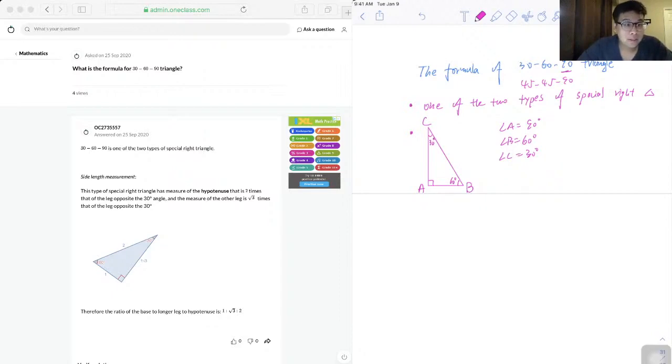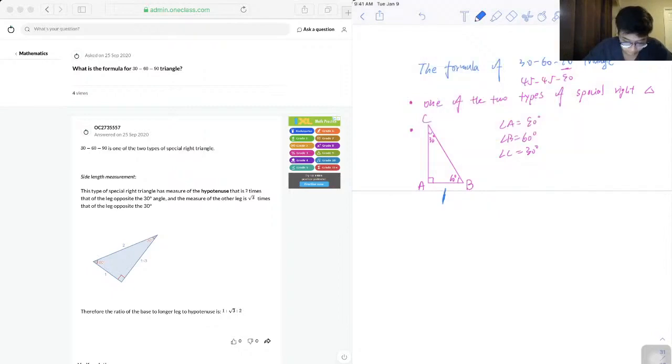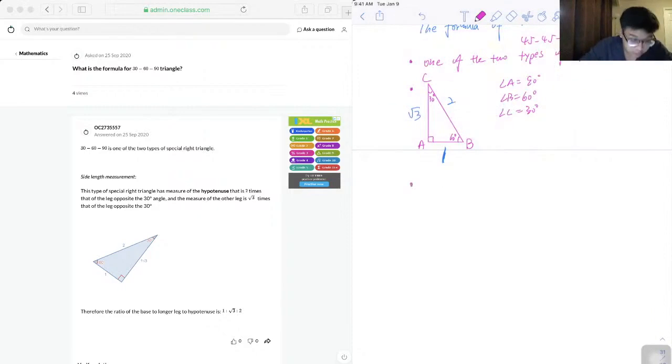So this type of special right triangle has a hypotenuse that is 2 times the leg opposite the 30-degree angle, and the other leg is root 3 times the leg opposite the 30. So that means BC will be 2 times AB, which is 1 times 2, that will be 2. And AC will be root 3 times AB, which means 1 times root 3 is root 3. Yep. And don't mess up AC and BC, because always remember the hypotenuse is the longest length in a triangle.